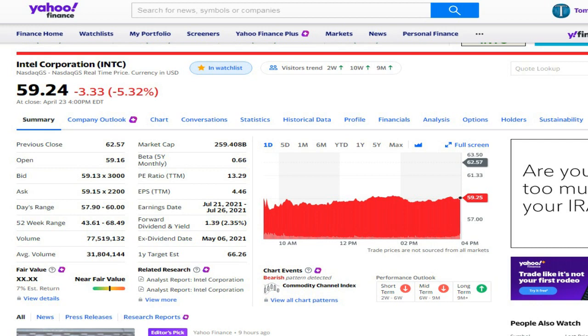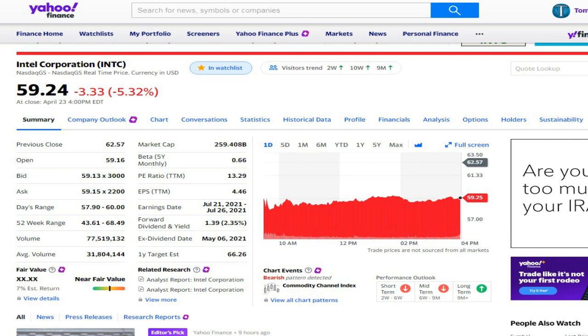I want a stock that stays busy and sells more than 1 million shares per day. And down near the bottom of that first column on the Yahoo page, it says near fair value. They think it's priced right where it should be at this time. That's expert opinion. Now the middle column, third item down, PE ratio 13.29.